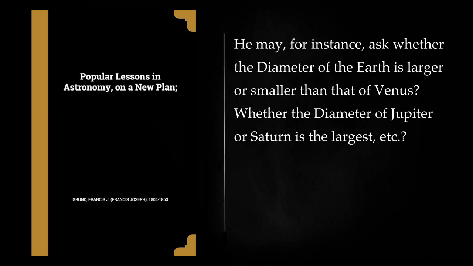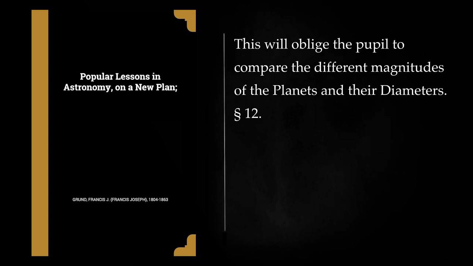He may, for instance, ask whether the diameter of the Earth is larger or smaller than that of Venus, whether the diameter of Jupiter or Saturn is the largest, etc. This will oblige the pupil to compare the different magnitudes of the planets and their diameters.